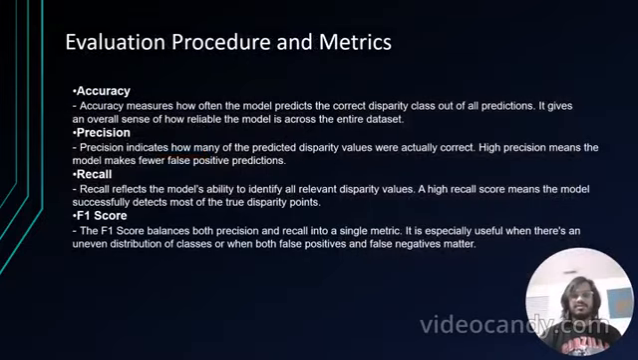Now, our evaluation procedure and metrics, we're using accuracy, precision, recall, and the F1 score, which are suitable for something like convolutional neural networks. Accuracy measures how often the model predicts the correct disparity. The precision measures how many of the predicted values were actually correct. The recall reflects the model's ability to identify all relevant disparity values, and F1 score balances both precision and recall into a single metric.